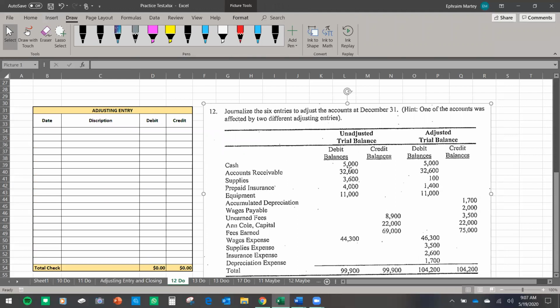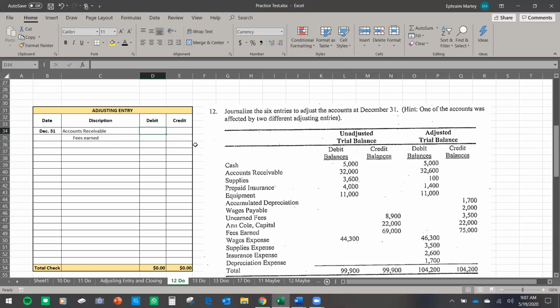So we had our cash. Cash was 5,000 and it became 5,000. That means we didn't have anything to do with cash. Accounts receivable was 3,200 and it increased to 32,600. That means we increased accounts receivable, so we have to make that adjustment. What is the difference? The difference is 600. If we are expecting to receive money, what does that mean? That means we did a service for someone and we are expecting to receive the money. So we have an accounts receivable and also a fees earned.